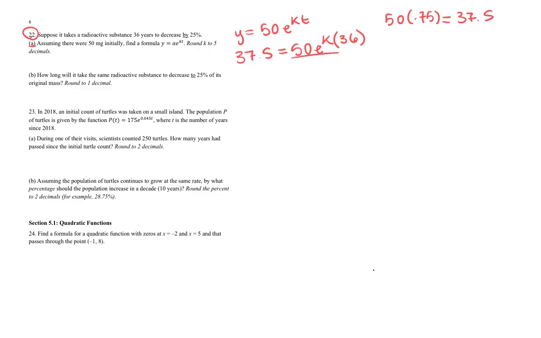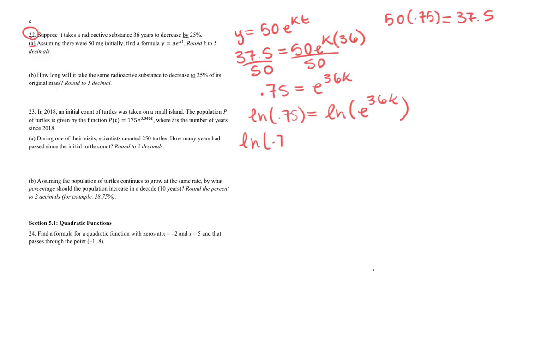So our first step would be to divide both sides by 50. And then we get 0.75 equals e to the 36k. And then to get rid of the e, I just need to take the natural log of both sides. So I get natural log of 0.75 equals natural log of e to the 36k. And then since I have an exponent in my natural log, I can go ahead and bring that out front. So I have the natural log of 0.75 equals 36k times natural log of e. And of course, the natural log of e is just equal to 1. So now I just need to divide both sides of my equation by 36.